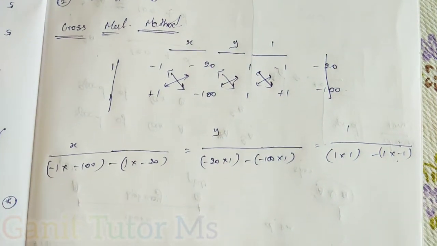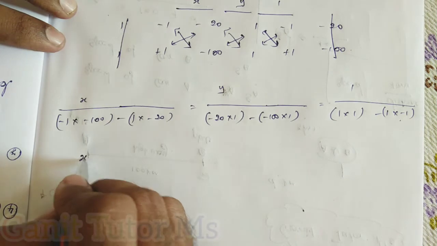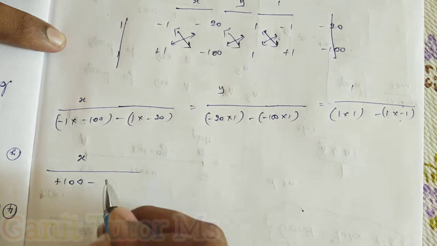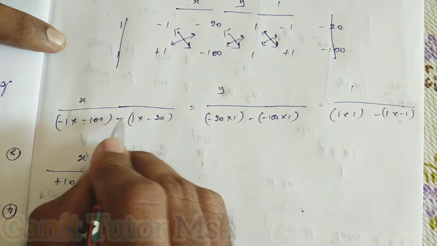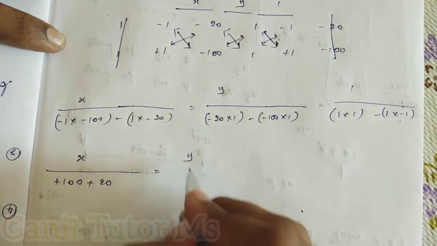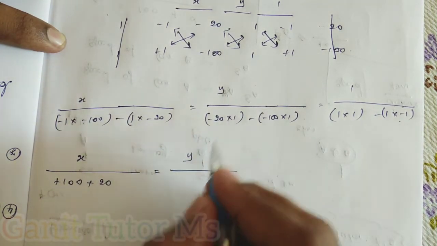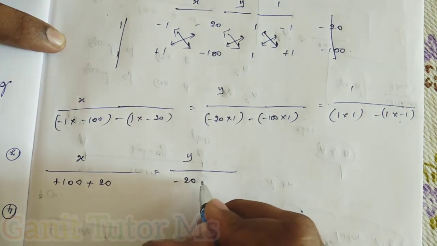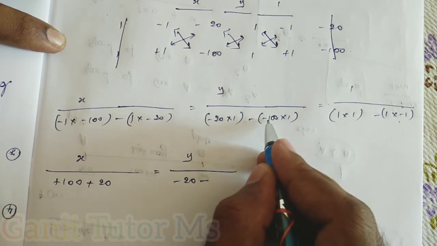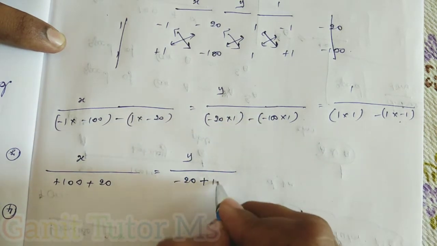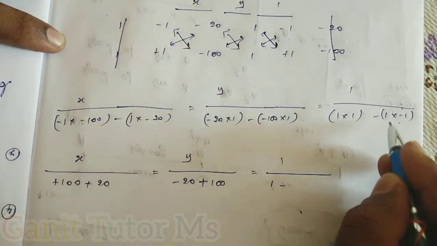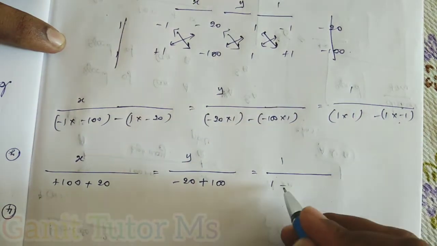Clear? Any doubt? Next step as usual, x divided by minus 1 into minus 100 plus 100, minus 1 into 20 minus 20. So, minus of minus is plus. Here plus 20. Here I skipped one step. Equal to y divided by minus 20 into plus 1, minus 20. Now, minus 100 into 1, minus 100. So, minus 100 minus of minus 100 plus 100, equal to 1 divided by 1 into 1, 1 minus 1 into minus 1, minus 1. So, minus of minus 1 plus 1.